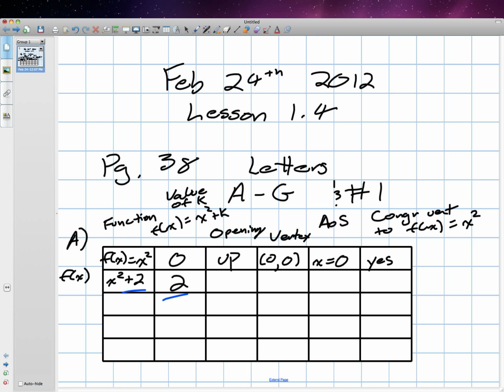Our second one, we already figured out the k value was 2. Which way was this one opening? Yeah, still open the exact same way. What happened to the vertex? (0, 2). That's right, it moved up 2 units. Axis of symmetry.